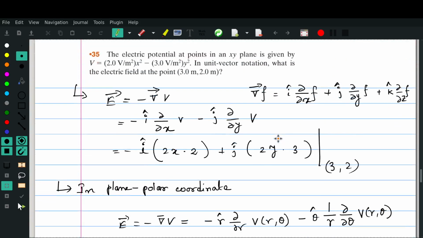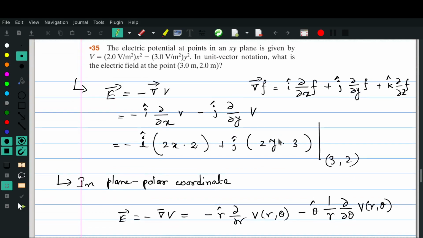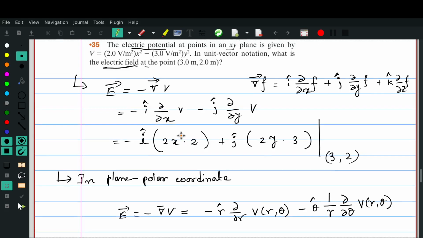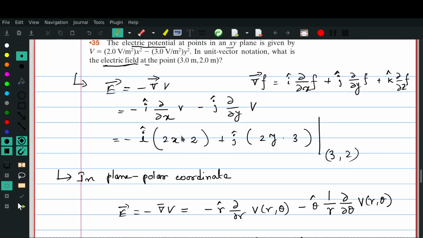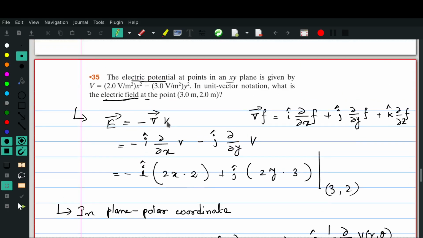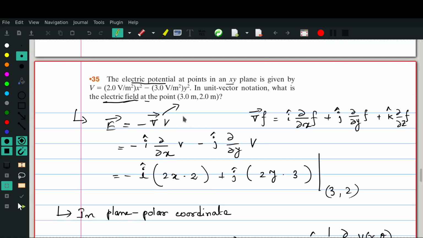I have a lot to talk about on this kind of problem, where some electric potential is given and you are asked to calculate an electric field. These are very easy problems, but let's see how to do these things. You probably don't know this kind of notation. This is called grad.